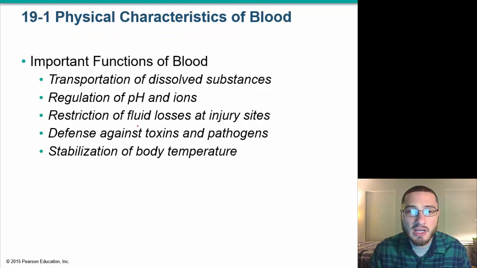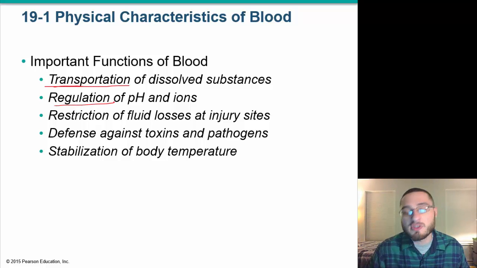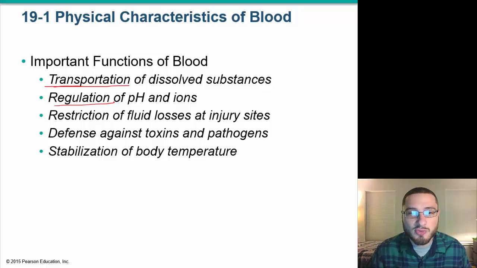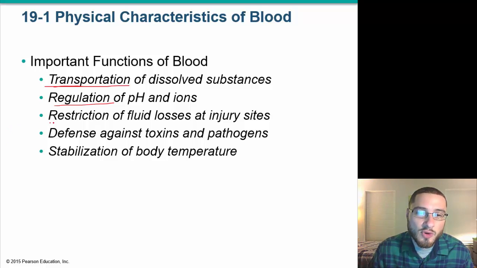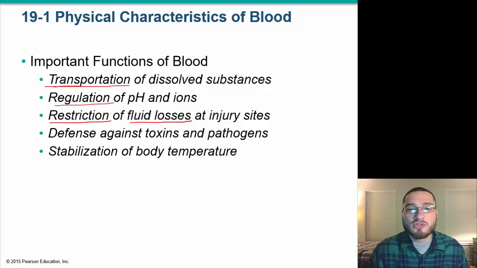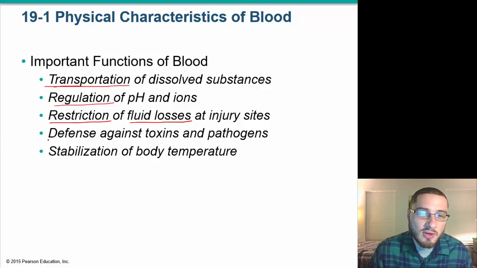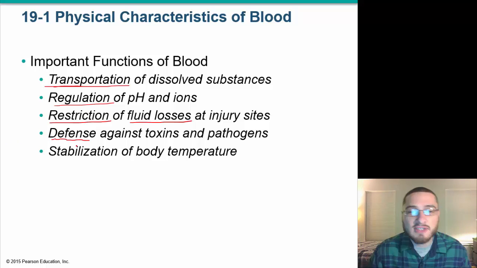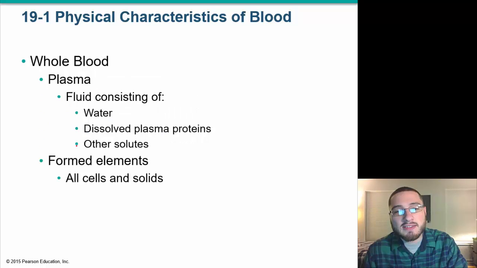Some important functions: obviously, we talk about transport, also regulation of pH, which we'll talk about more when we talk about the respiratory system and the urinary system with the kidneys. Restriction of fluid losses at injury sites, so we need those platelets in order to form a clot, so that if we do get injured, we're not going to have as much fluid loss. Also, defense against toxins and pathogens. We're going to talk about our white blood cells and stabilization of body temperature.